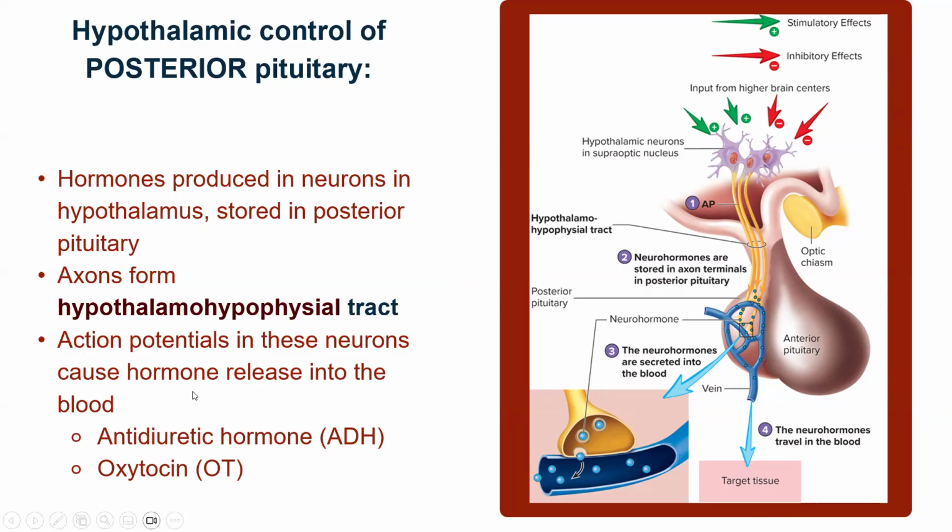The only two hormones in the posterior part of the pituitary gland are antidiuretic hormone, or ADH, and oxytocin. You'll see that for a lot of our hormones, we tend to abbreviate them, so you want to keep track of what our abbreviations are as we go through this as well.